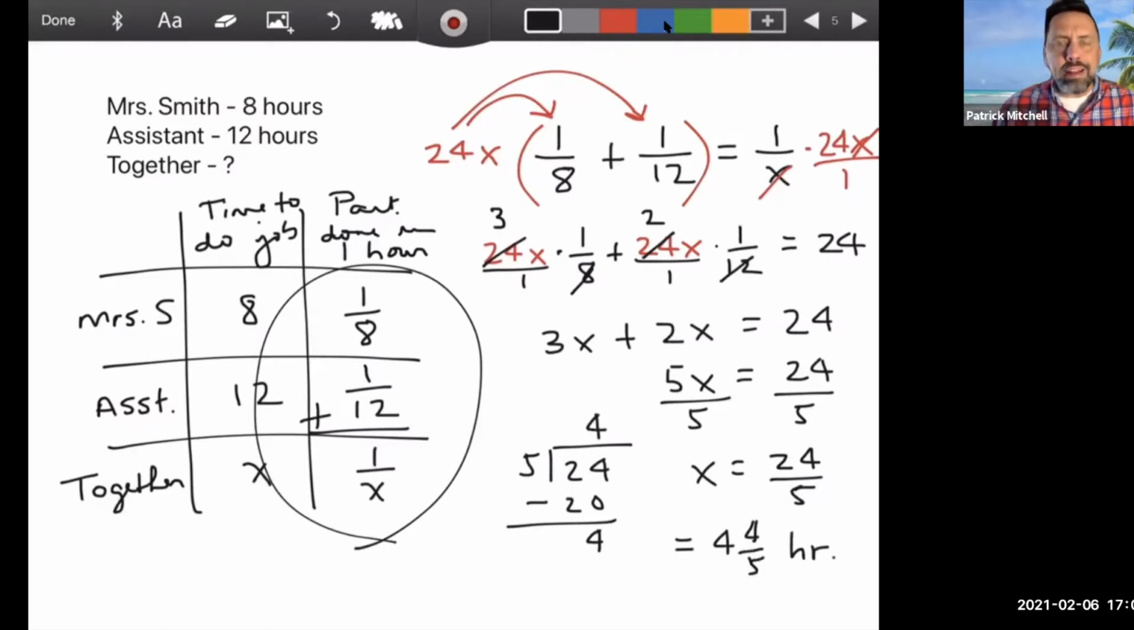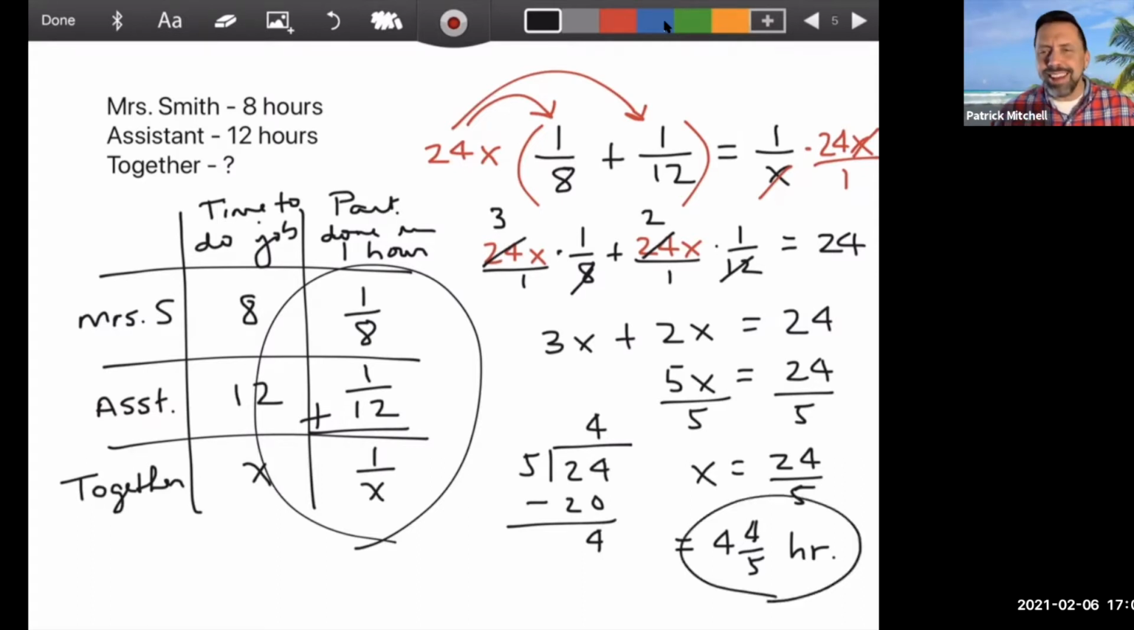All right, so again, if you're trying to decide if that answer makes sense, Mrs. Smith can do half the job in 4 hours. The assistant can do half the job in 6 hours. So it makes sense that the answer is between 4 and 6.